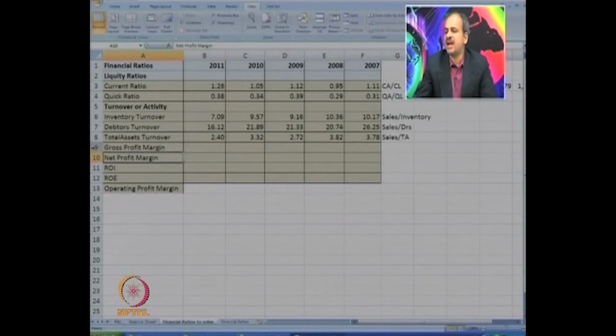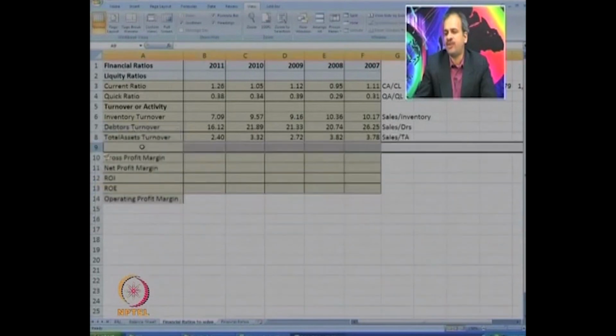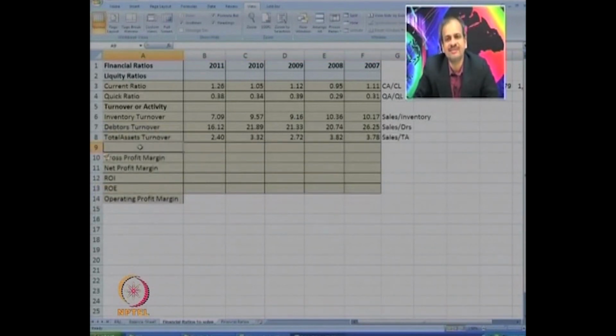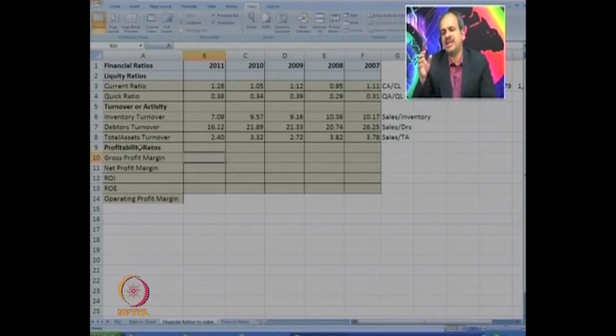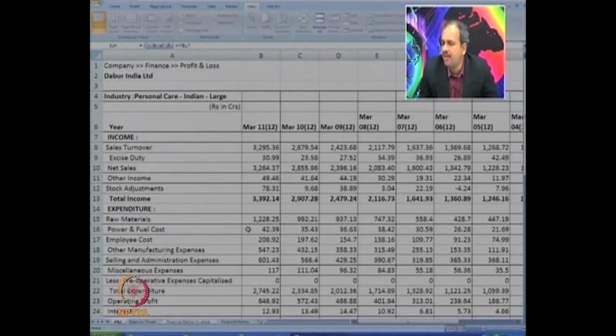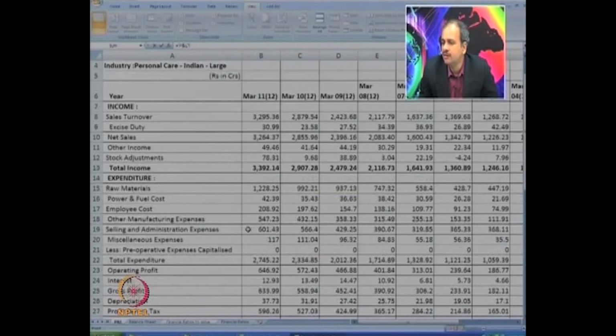The next two ratios are gross profit and net profit. So, which type of ratios are they? You are right, they are called profitability ratios. In profitability ratios, there is a linkage between profits and the sales. So, basically both the figures will be available from the P&L account.